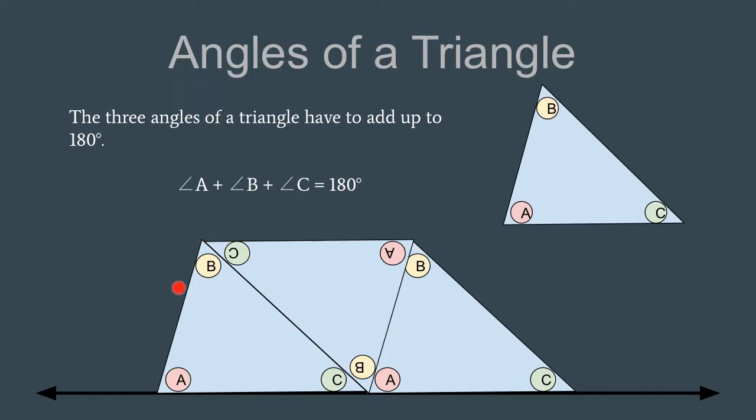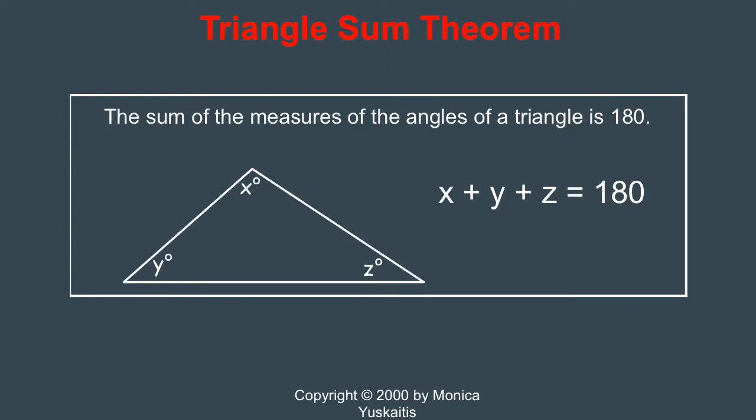And I actually proved that by assembling three versions of this triangle here down below. And you see, if I place the angles A, B, and C together, it actually forms one straight line, or 180 degrees. This is known as the triangle sum theorem, which states that the sum of the measures of the angles of a triangle is 180. So angles X, Y, and Z, when added together for any triangle, will end up being 180.